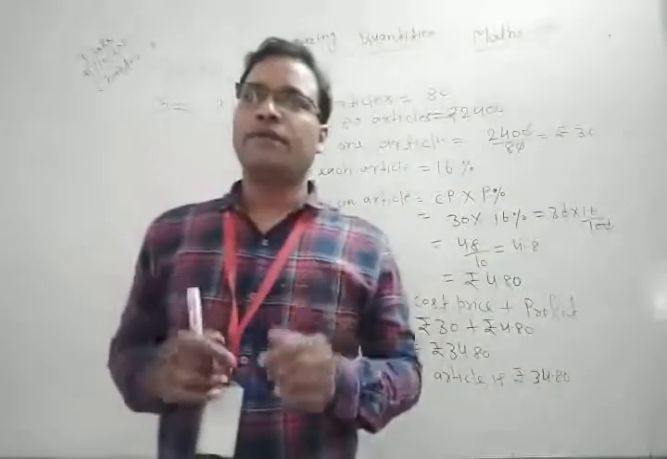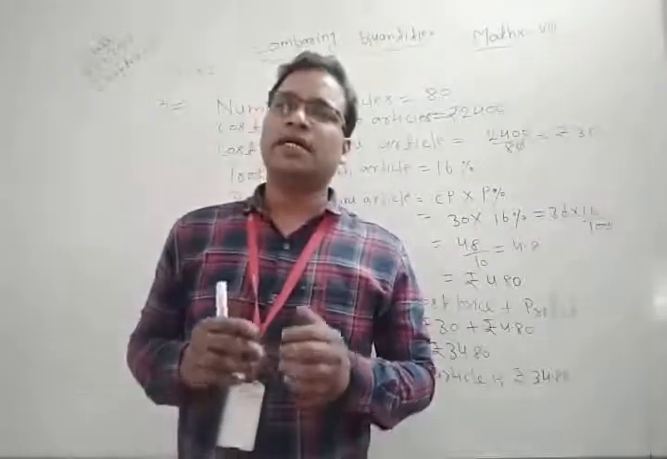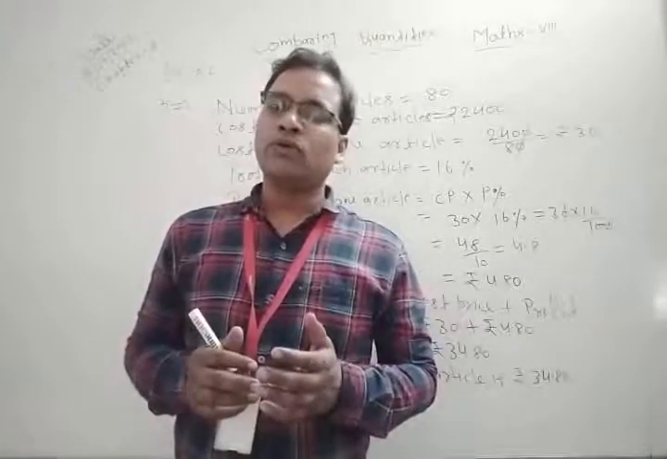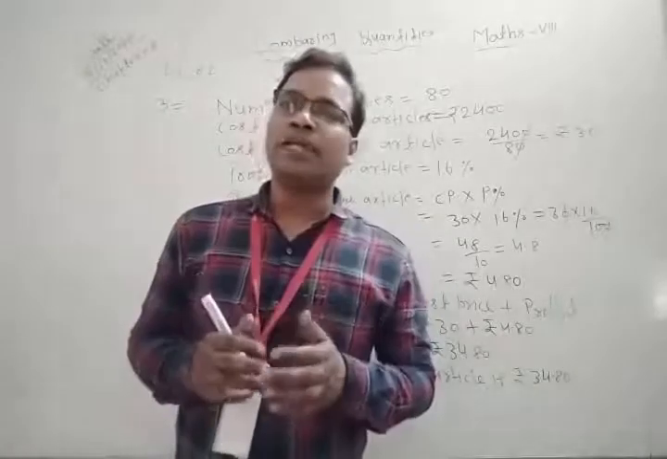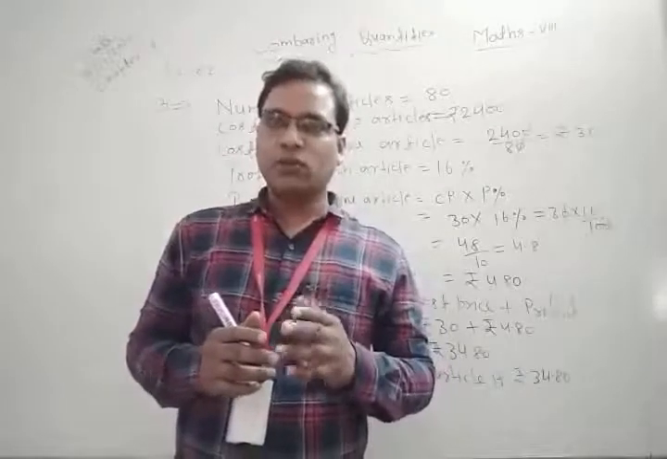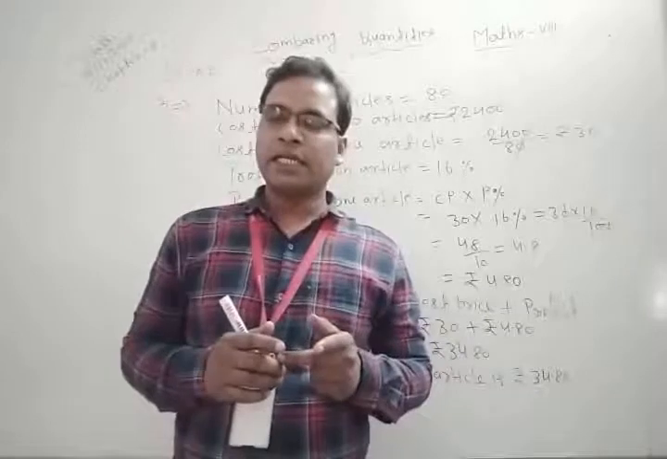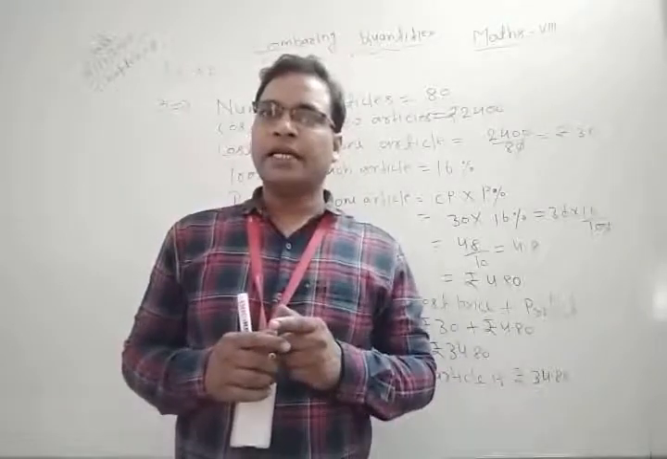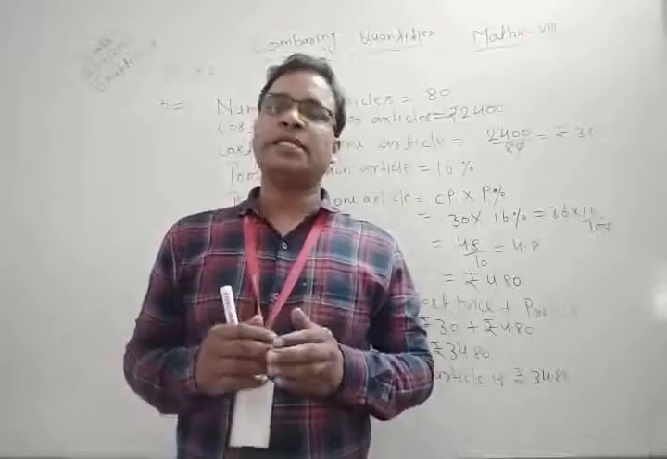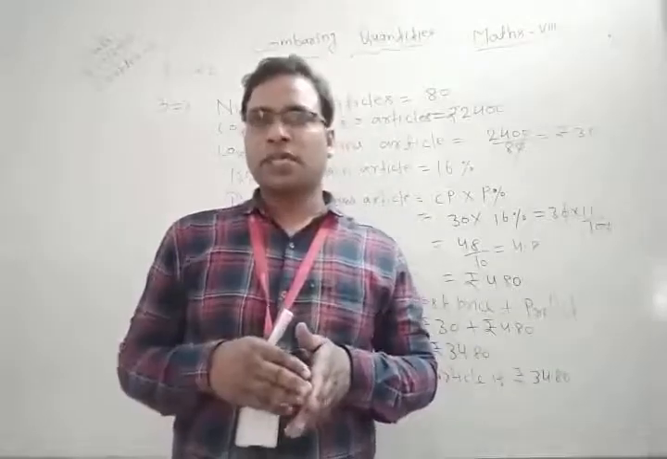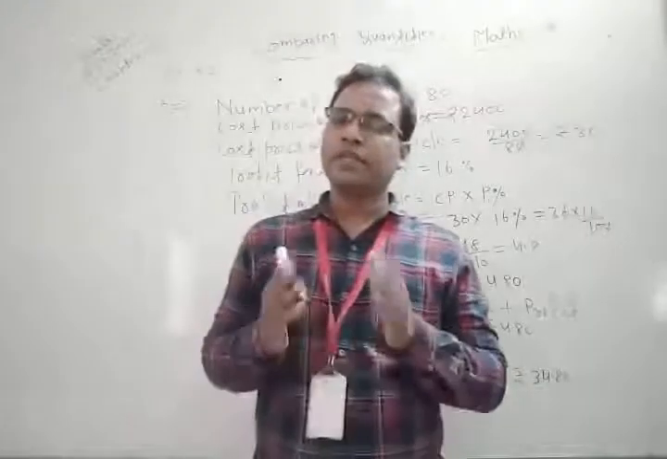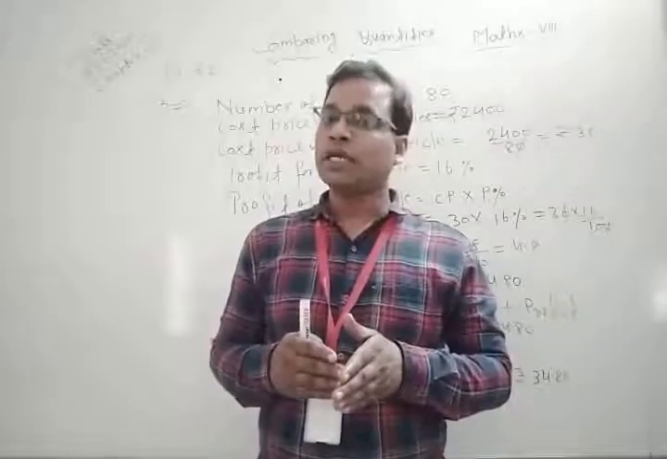Question number 4: the cost of an article was 15,500 rupees, and 450 rupees were spent on its repairs. In this question, CP is given here, the cost price of the article is 15,500, and 450 rupees were spent on its repair. So what is the total cost price? The total cost price is equal to 15,500 plus 450 rupees. Okay, this is our total cost price.